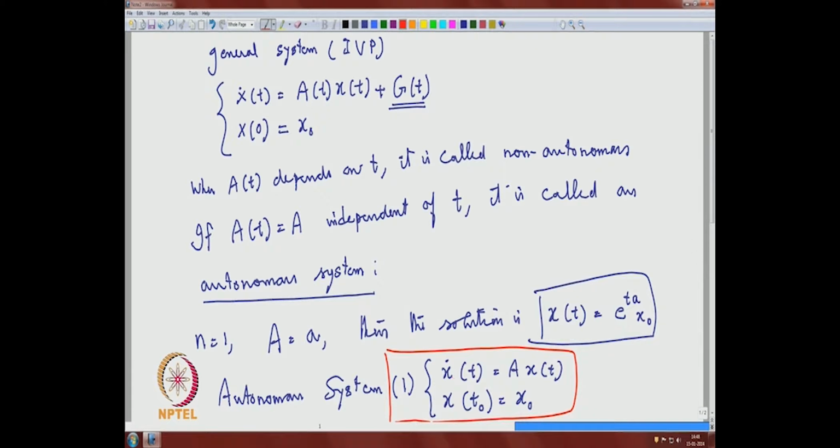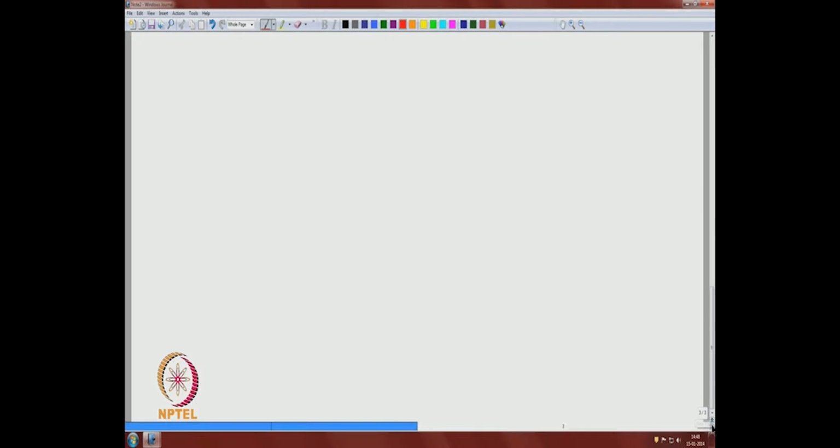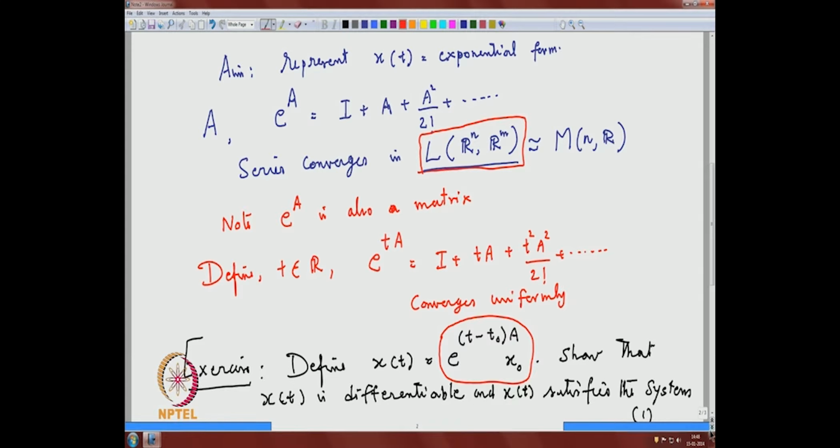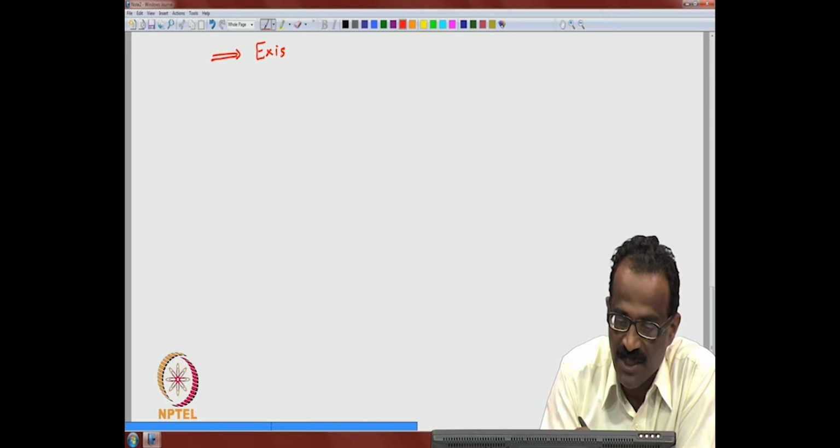So, you just compute x dot of t, you can see that x dot of t is nothing but a of x t, and definitely x at t naught is easy to see: when t is substituted by t naught, the first term here will be identity. So, x at t naught will be x naught. So, that way we have the existence. You have proved the existence directly by construction.